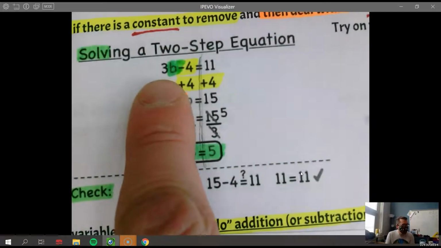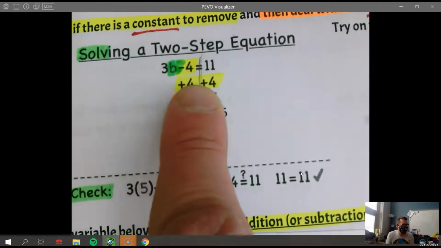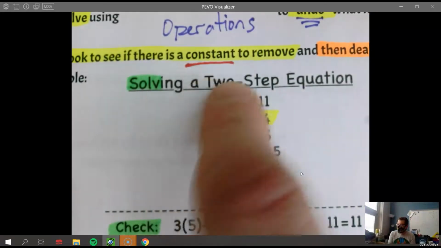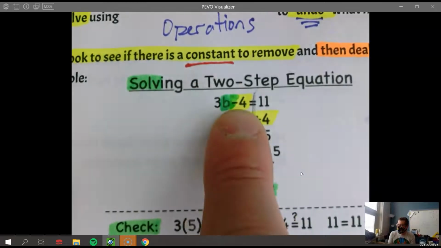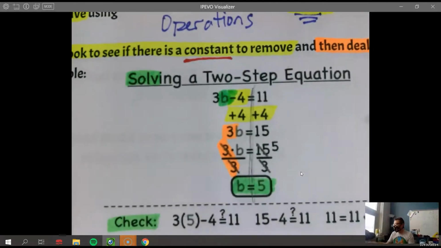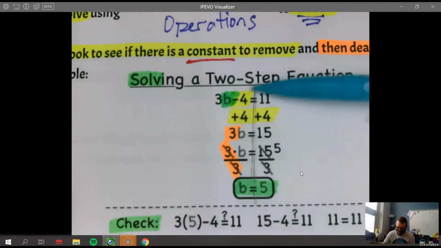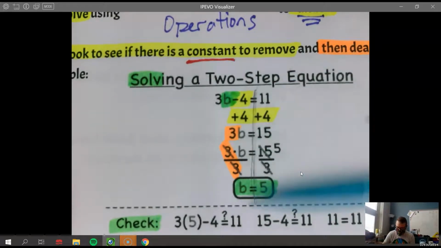B is being multiplied by 3 and subtracted by 4. So we undo it first, trying to undo the constant. The minus 4 is our constant. What is the inverse operation of subtraction? Addition. So we add 4, but guys, everyone sketch this line down the middle through your equal signs.